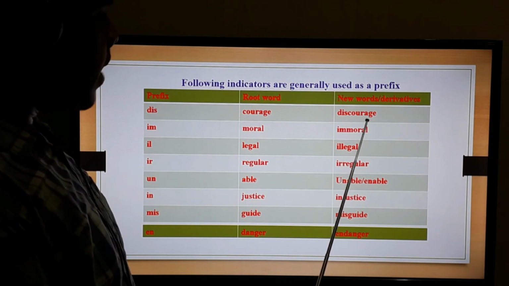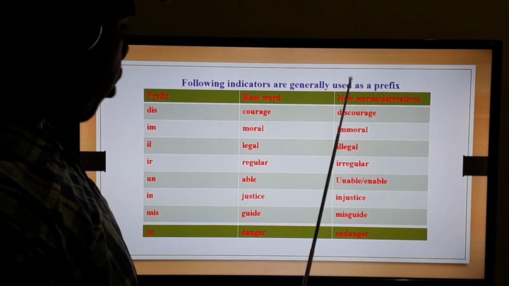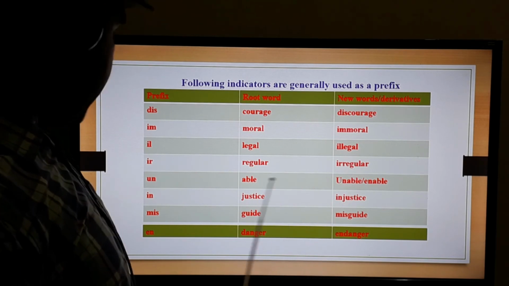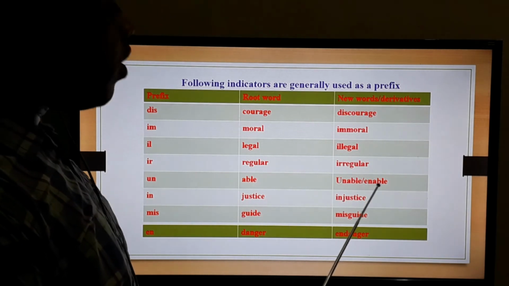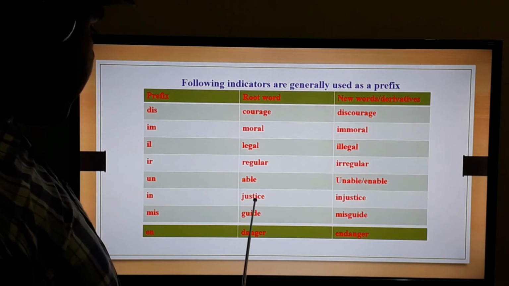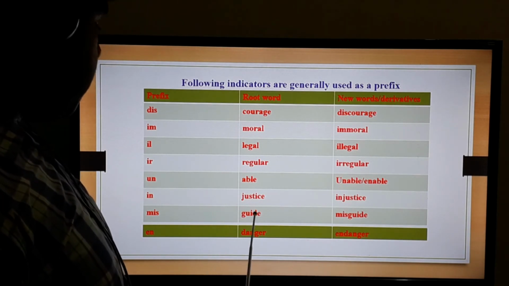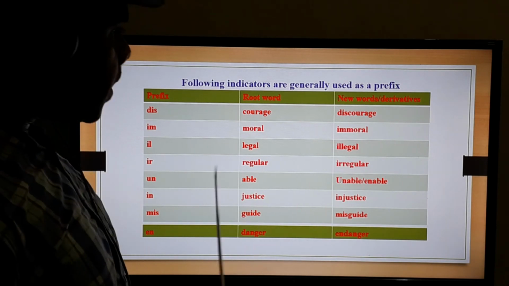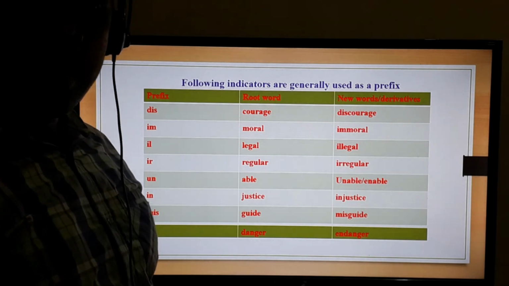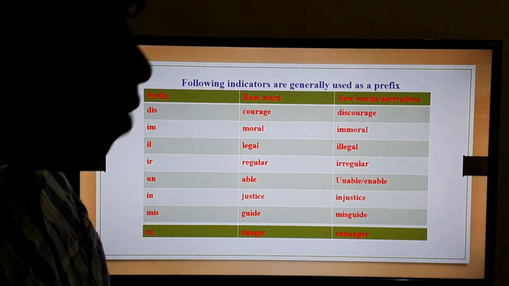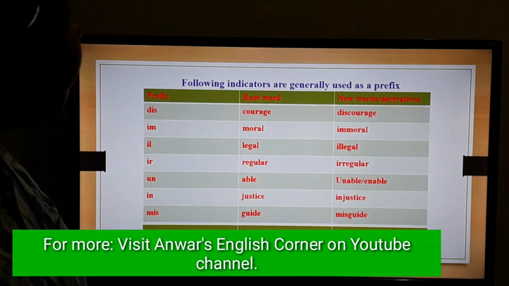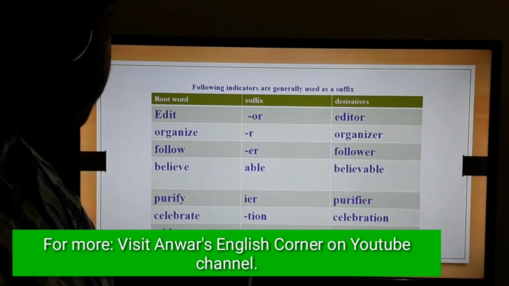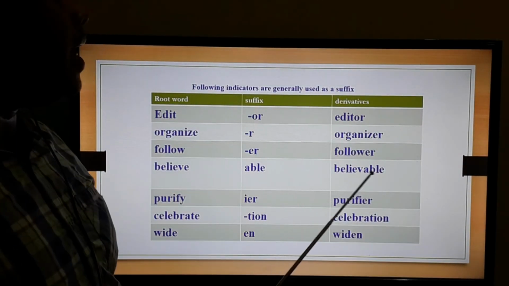Courage, discourage. Moral, immoral. Legal, illegal. Regular, irregular. Able, unable or enable. Justice, injustice. And guide, misguide. Danger, endanger. So you see how the word has been changed, how we can easily transform one word into another.